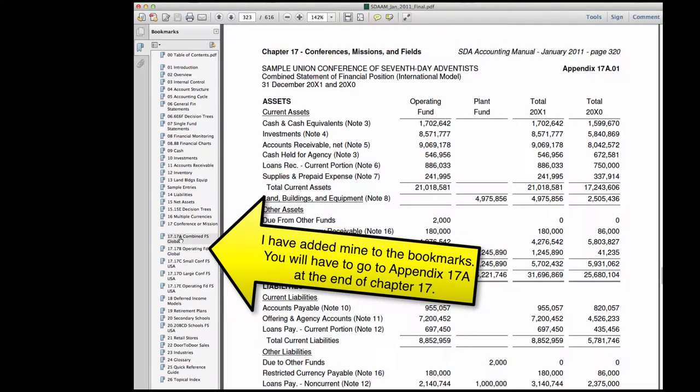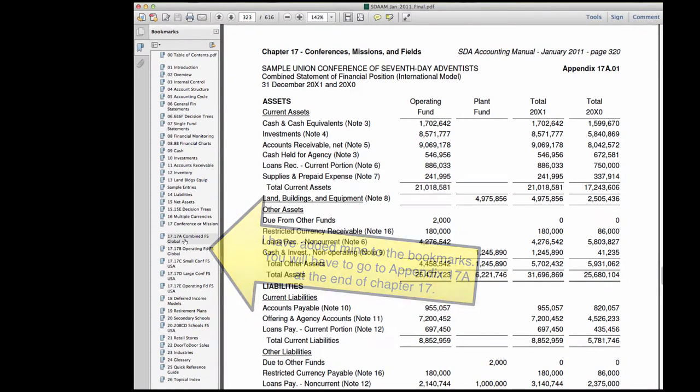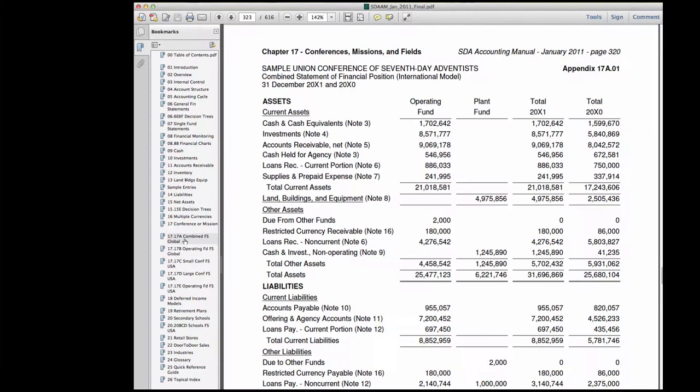17.17A, the combined financial statements global. To me, this is the most comprehensive example of the financial statements in the accounting manual. I've never thought much about including the operating financial statements, but that's another presentation. Right now, we're talking about the combined financial statements global. And the proper name for the statement of financial position is the statement of financial position. The word combined is stuck here to help us understand that it is combining the operating fund and the plant fund together. So you could call it the combined if you want, but for sure you need to call it the statement of financial position.